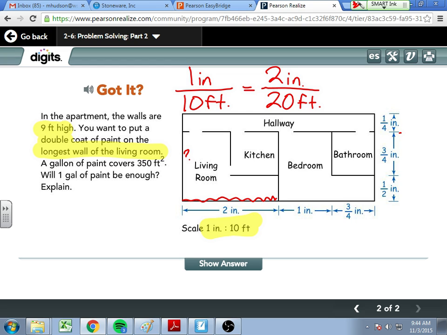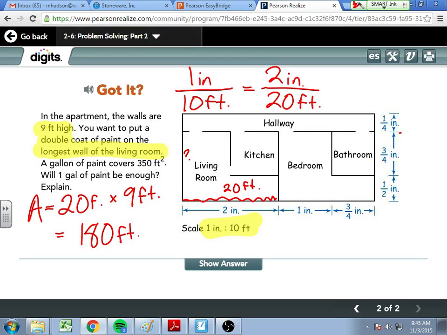So this wall is now actually 20 feet. How tall is it? 9 feet. So to find the area of that wall, it would just be my 20 feet times my 9 feet, which is 180 feet squared because it's area.